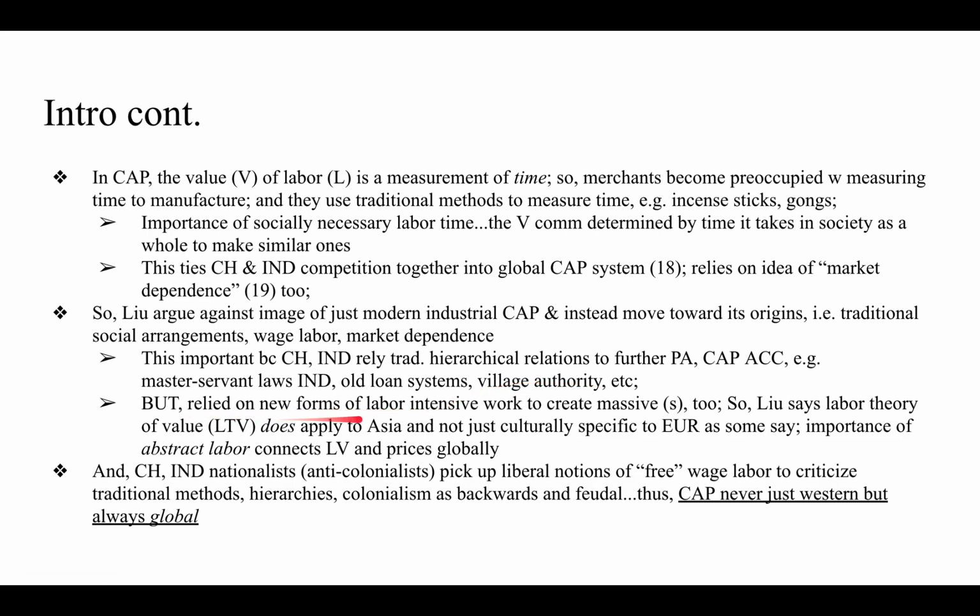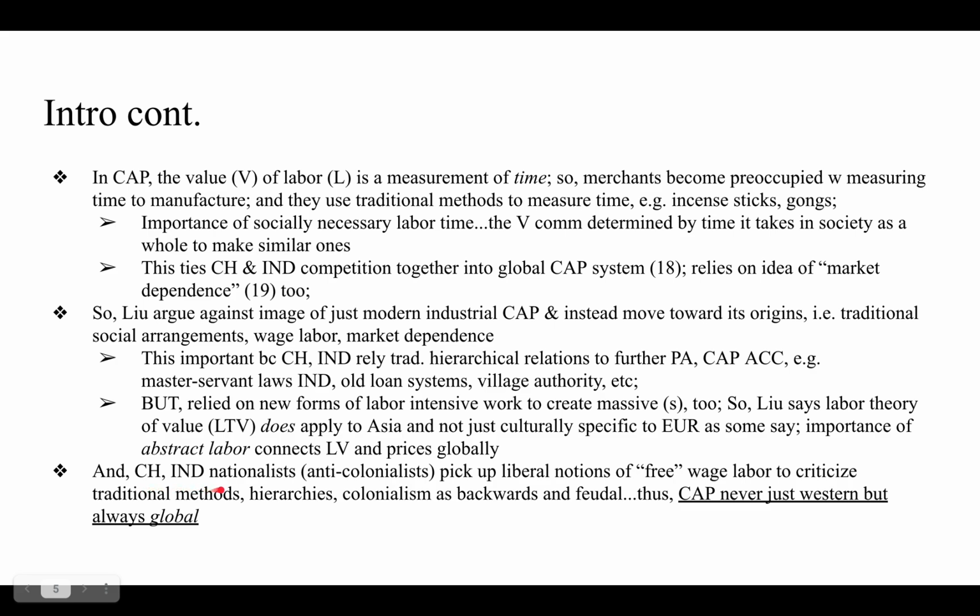But they relied on new forms of labor-intensive work to create massive surplus value, too. So Liu says that the labor theory of value does apply to Asia, and it's not just culturally specific to Europe, as some say. I don't really know who says this anymore anyway, but Liu is arguing against this. He notes the importance of abstract labor and how it connects labor value and prices globally.